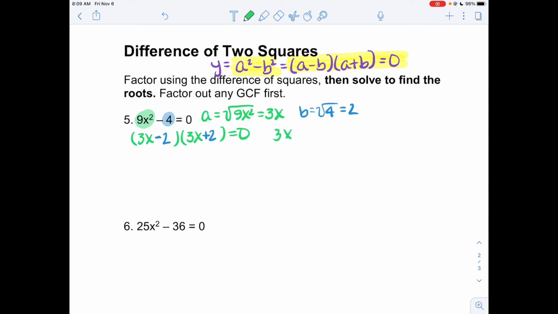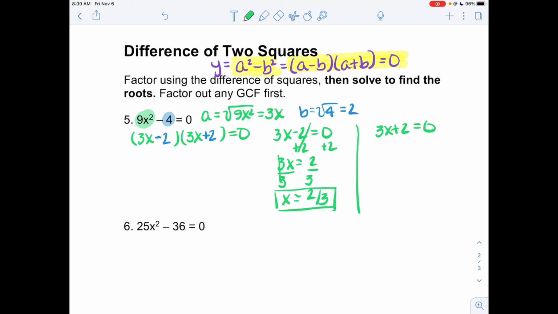We have 3x minus 2 is equal to 0, and 3x plus 2 is equal to 0. I'm going to draw a line here to separate those. I'm going to add 2 to both sides, leaving me with 3x is equal to 2, or x is equal to 2 over 3, because the 3's cancel. Here, I'm going to do the opposite. I'm going to subtract 2 from both sides to get rid of a positive 2, leaving me 3x is equal to negative 2. And finally, solving by dividing, I will get that x is equal to negative 2 over 3.